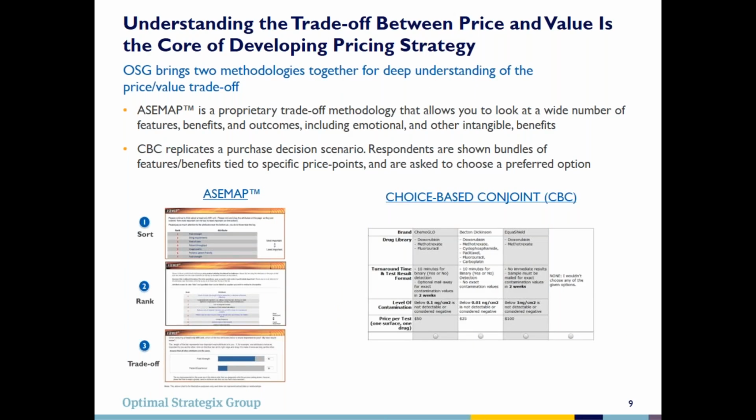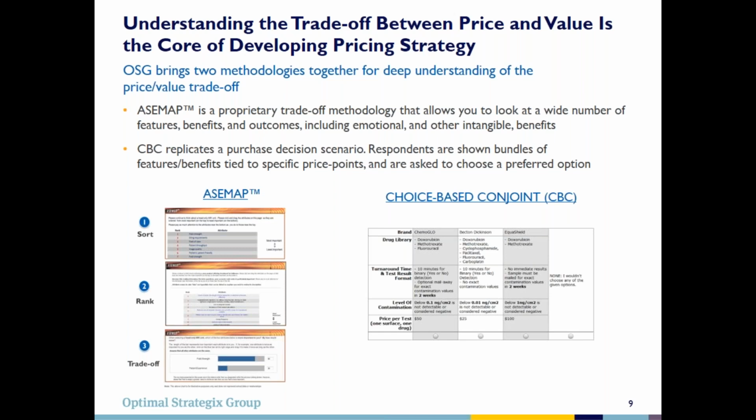Sukumar referred to our methodologies earlier. We like to use two distinct methodologies as we approach a question like this, so that we can really understand these two distinct aspects in depth. The ACE map is a proprietary methodology which allows you to look at a wide number of features, benefits, and outcomes. And this is really the best approach to understand in depth those jobs and outcomes. How the software, how the data is delivering value to the stakeholders.